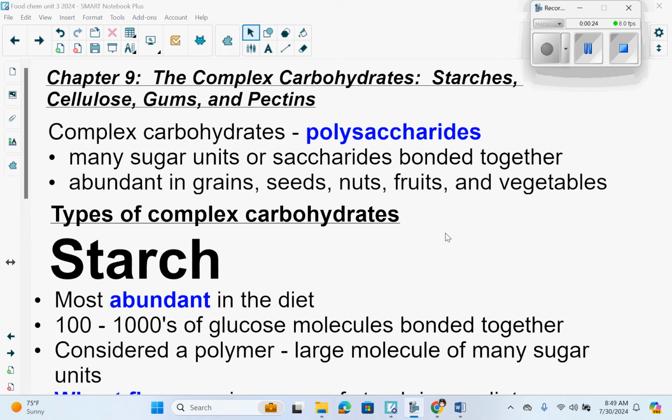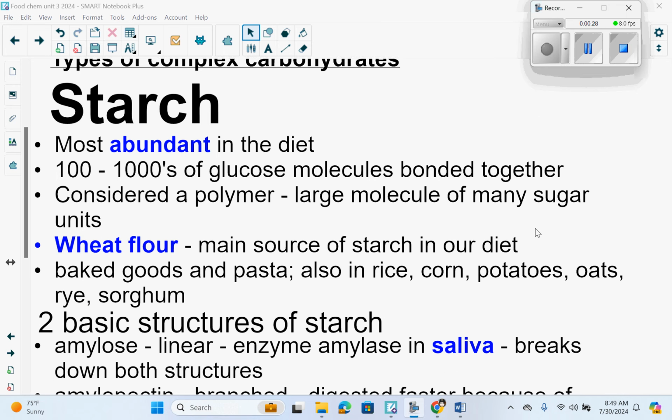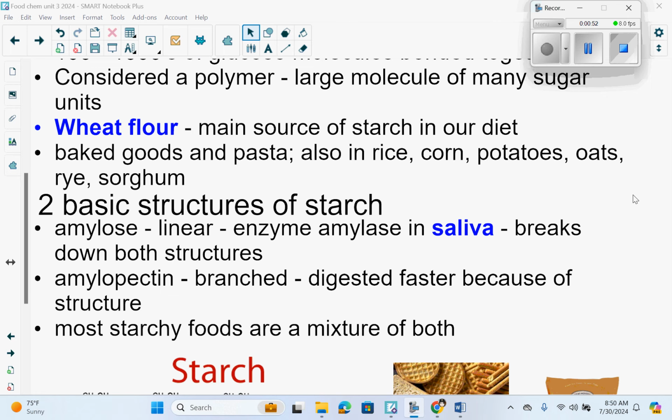Types of complex carbohydrates. The first type is starch. This is the most abundant in the diet. There's 100 to thousands of glucose molecules bonded together. So that's why it's considered a polymer. It's a large molecule of many sugar units. Wheat flour is the main source of starch in our diet. It's in baked goods and pasta. It's also in rice, corn, potatoes, oats, rye, and sorghum.